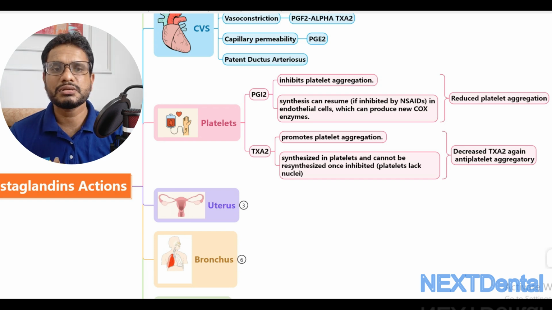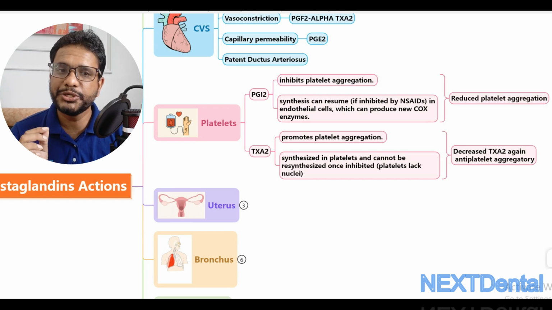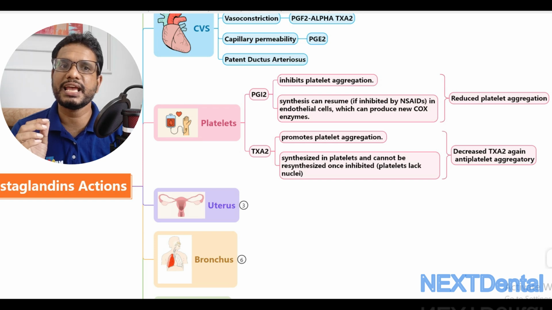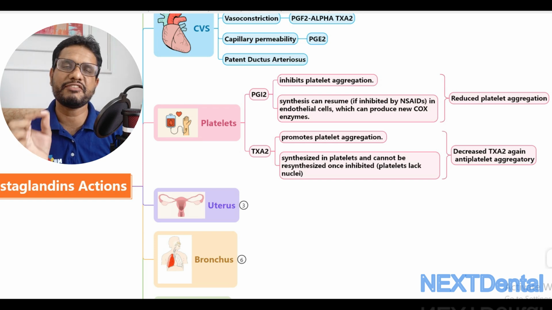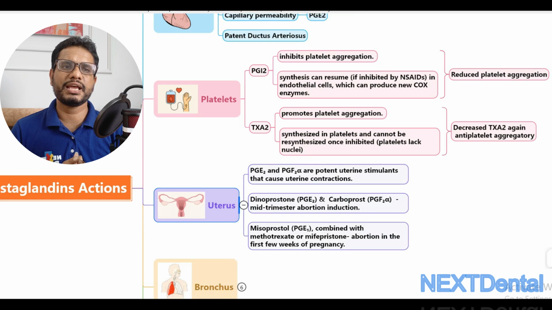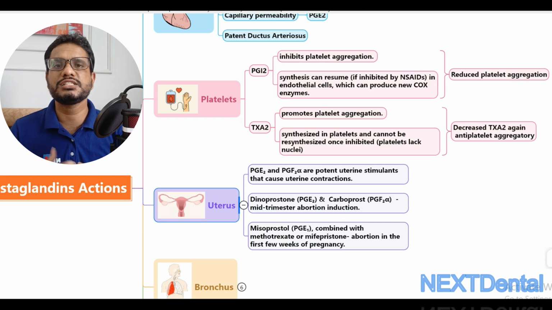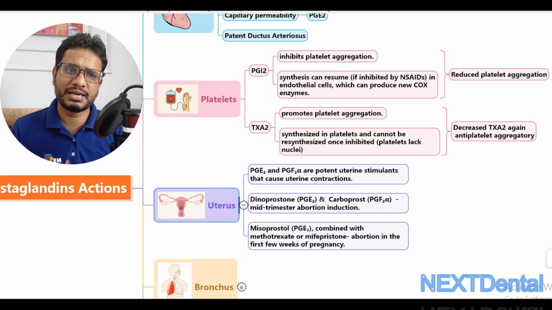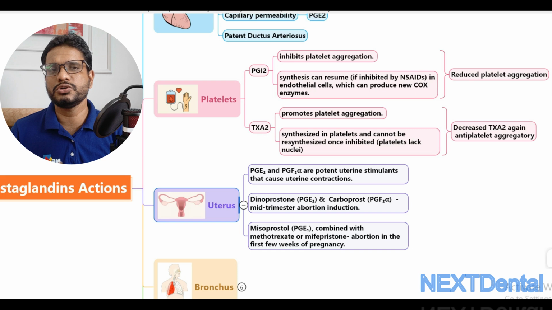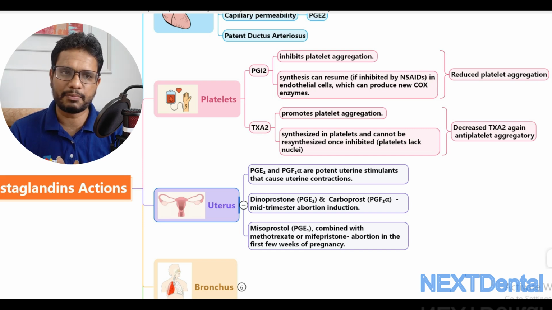Then comes the action of these on the uterus. When I discuss the uterus, they have PGE2 and PGF2 alpha. These are going to have a uterine stimulant effect. They cause severe uterine contraction, and that's why they can be used for early abortion as well as midterm abortion. It is not that important, but there is a PGE2 analog, that is dinoprostone, and a PGF2 alpha analog, that is carboprost. These are given for causing abortion as well.